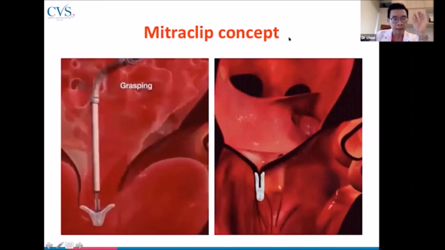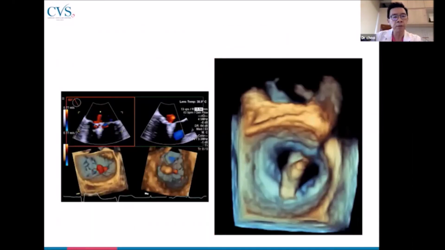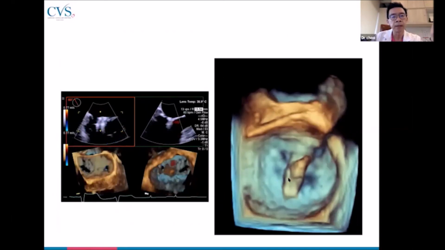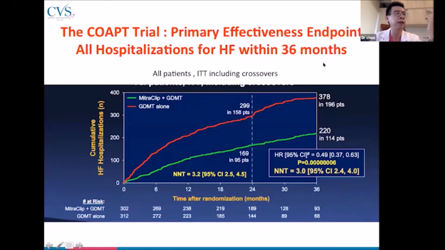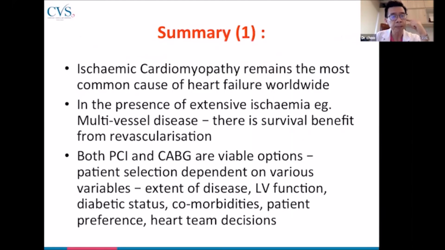Again, this so-called innovative treatment is now proven evidence-wise. There's a clip here that you have improvement in patients' heart failure hospitalization up to 3 years, with also improvement in mortality. So, ladies and gentlemen, friends, ischemic cardiomyopathy is still the most common cause of heart failure worldwide. When you have extensive ischemia, especially with presence of multivessel disease, there is a survival benefit if you revascularize them.